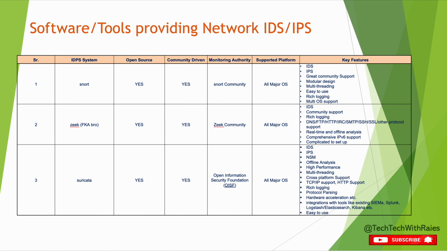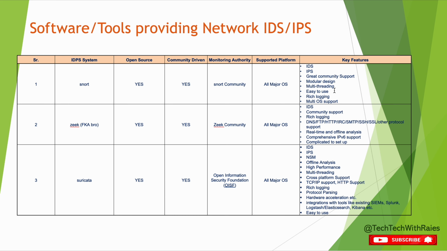These are some of the open source software which provide IDS IPS in the network. One is Snort, another is Zeek, formerly known as Bro, and the third is Suricata. All of them are open source and community driven. For Snort there is a Snort community, for Zeek there is a Zeek community, and for Suricata there is the Open Information Security Foundation, which looks after all the related regulations for Suricata. Which platforms do they support? All three support all major platforms, like Windows, Linux, everything.